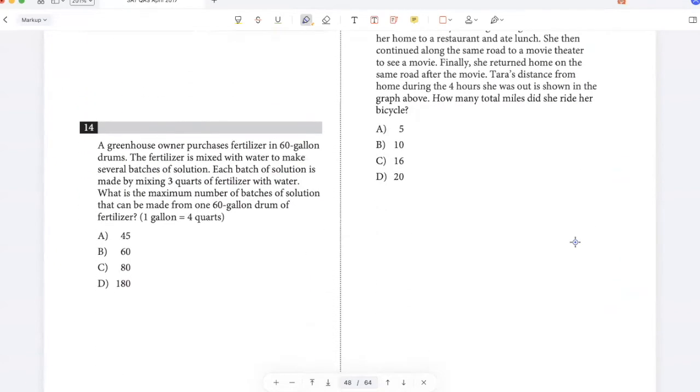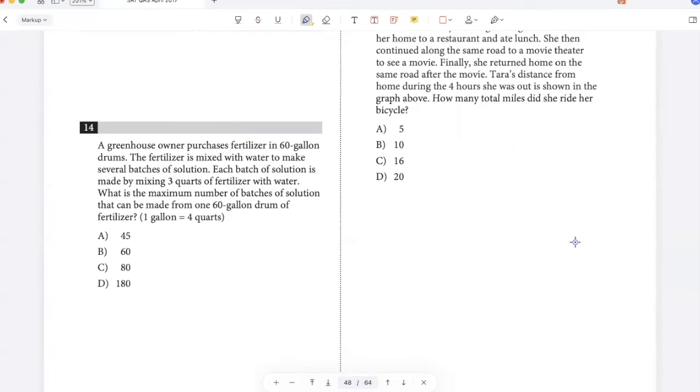A greenhouse owner purchases fertilizer in 60-gallon drums. The fertilizer is mixed with water to make several batches of solutions. Each batch of solution is made by mixing 3 quarts of fertilizer with water. What is the maximum number of batches of solution that can be made from a 60-gallon drum of fertilizer?